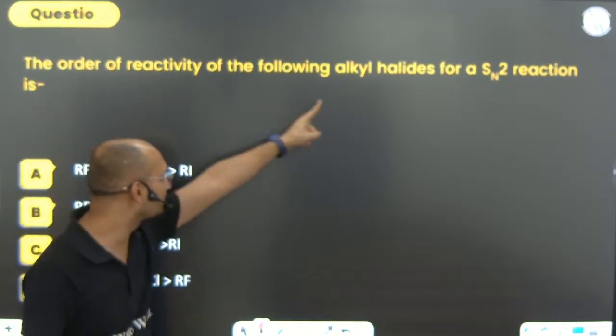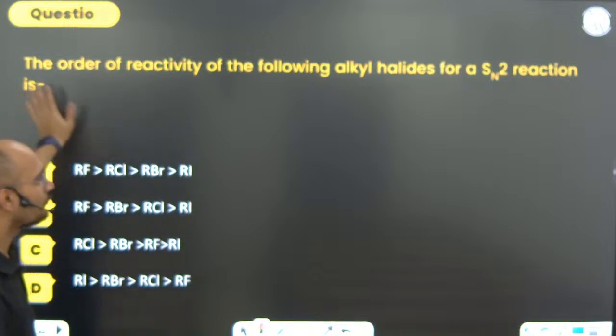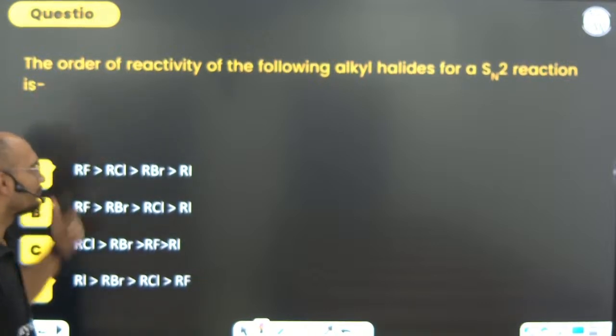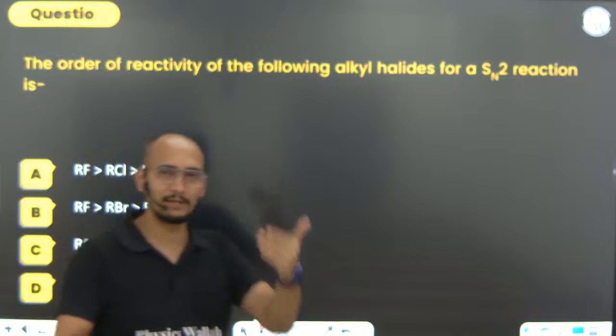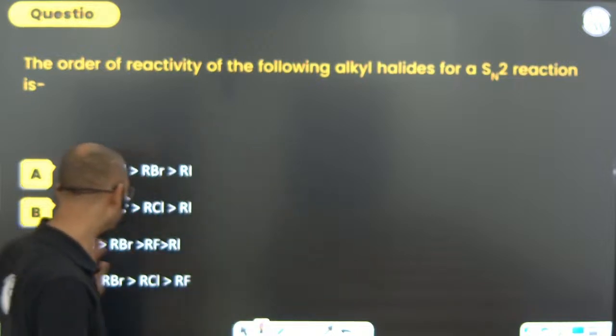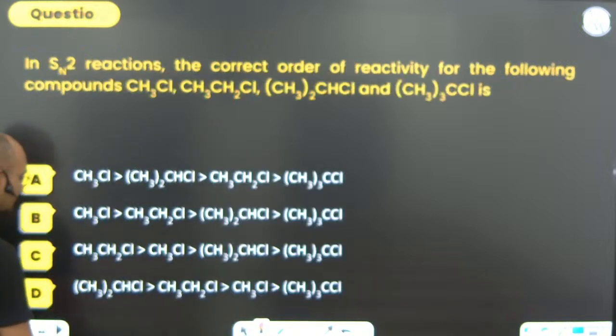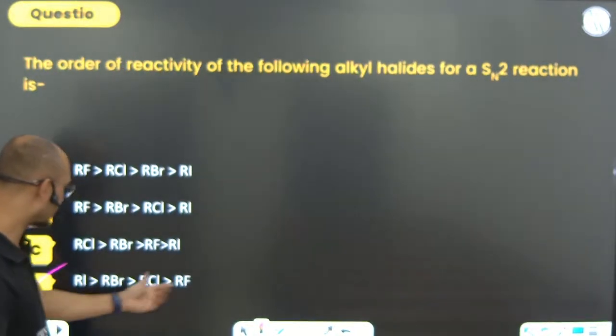The order of reactivity of the following alkyl halides for an SN2 reaction is... See, I told you earlier, where the bond breaks easily, that is the fastest. So RI will be fastest. So B, D, A, then RBr, RCl. Okay.